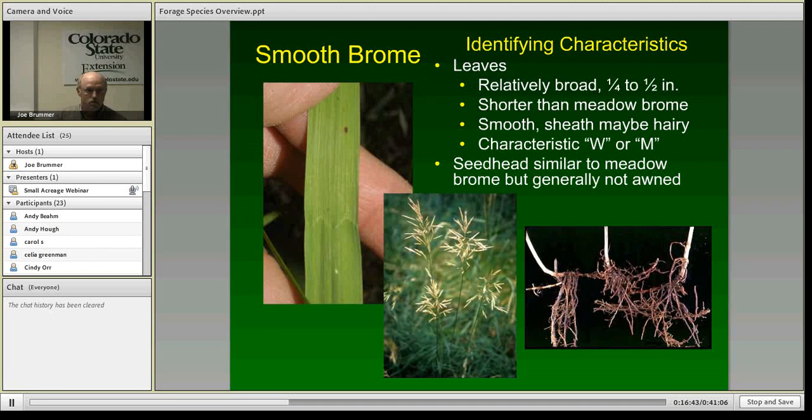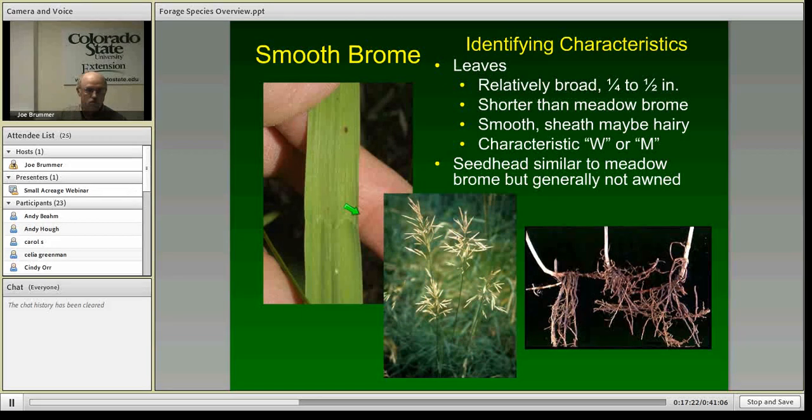Probably one of the biggest identifying characteristics of smooth brome is that it tends to have a relatively broad, flat leaf, up to a half inch wide, so it's one of the wider bladed grasses out there. But the other thing is on the leaf itself, it tends to have this little constriction in the form of either a W or an M, depending on which direction you're looking at the leaf. You can run your fingers down the leaf, and you can actually feel this little raised constriction in the leaf, and again, it's just a very easy identifying characteristic for this particular species.